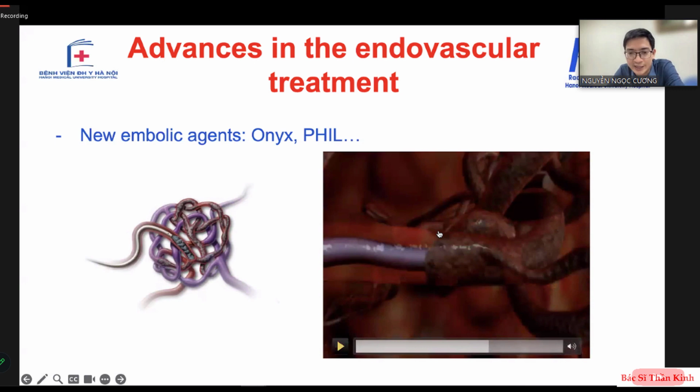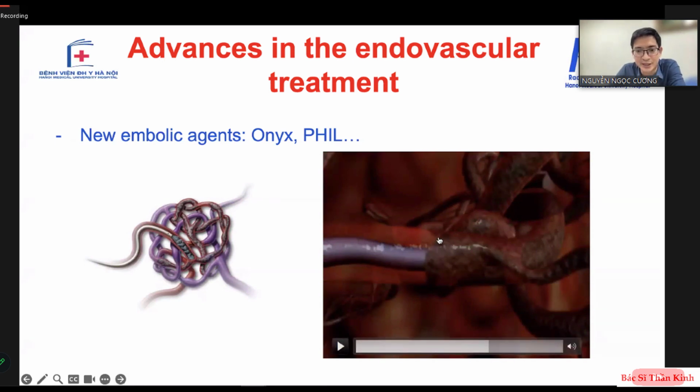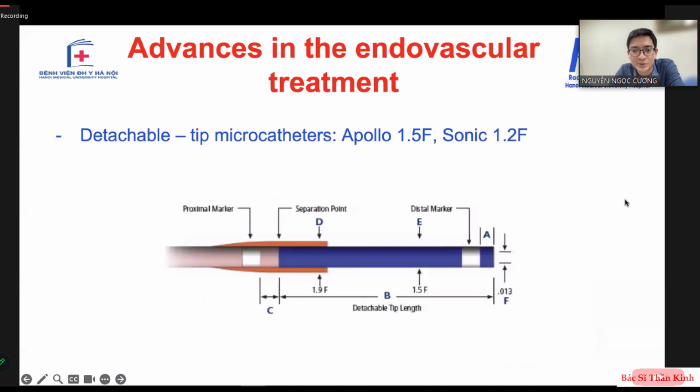The glue surrounds the tip of the microcatheters here. So the microcatheters can be glued into the vessels here. That's why we have another advantage in the microcatheter: the microcatheters here can be detached.